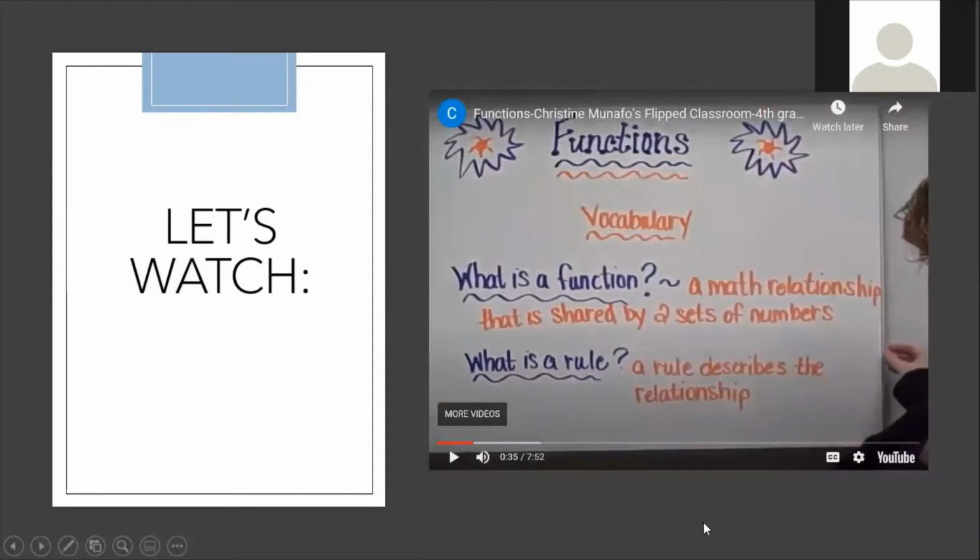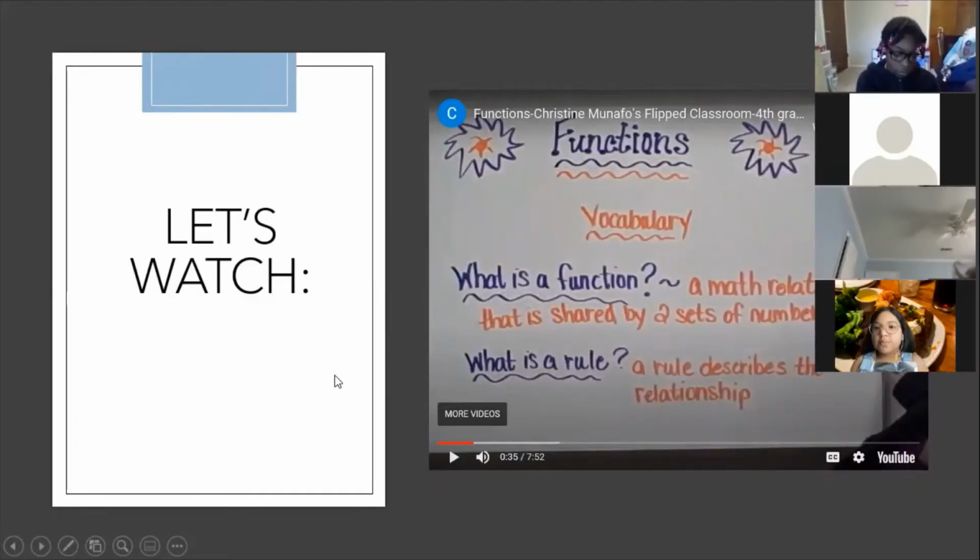All right, guys. So you're writing down function, a math relationship that is shared by 2 sets of numbers. And then you're writing down the word rule. A rule describes the relationship. I'm going to put a timer on for 2 minutes.